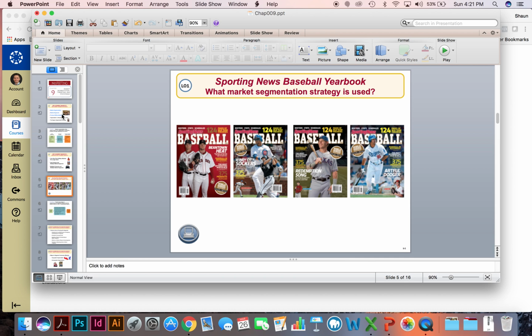For instance, Sporting News creates multiple different versions of their baseball publication. They use geographic segmentation, where they divide the United States up into different segments based on geography. In the Northeast, they feature the first cover here with the Boston Red Sox on the cover. While in the Chicago area, they feature Cubs players. In Texas, they featured Texas clubs. And then in California, in the West, they feature the West Coast teams. It's the same magazine, however, they position their products differently to each geographic segmentation.